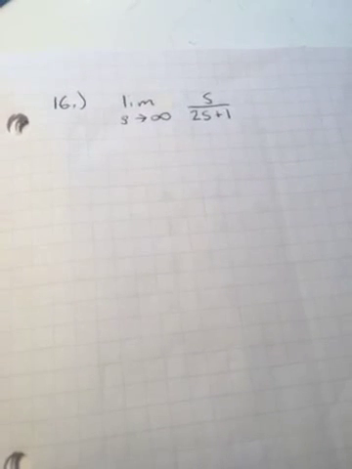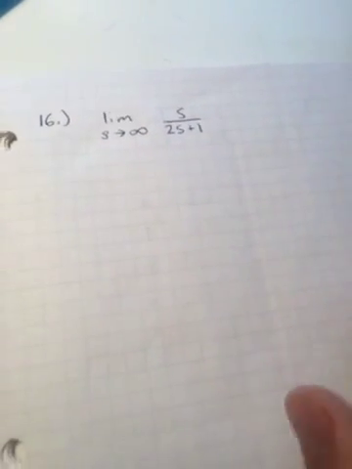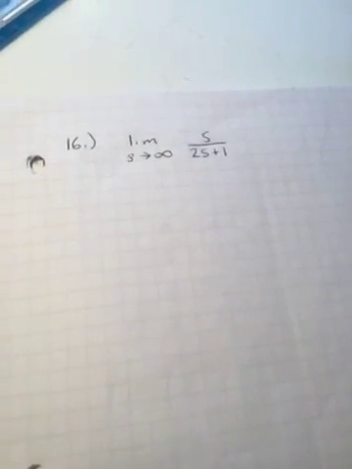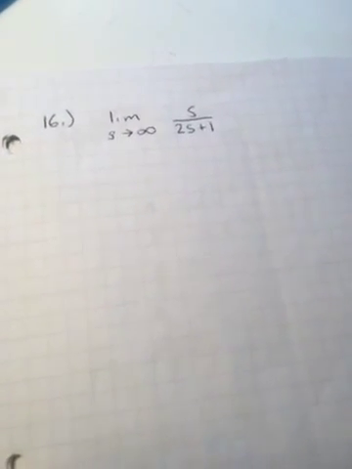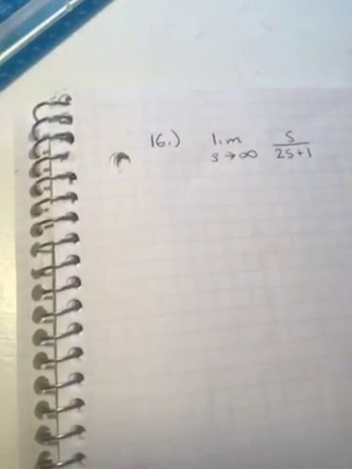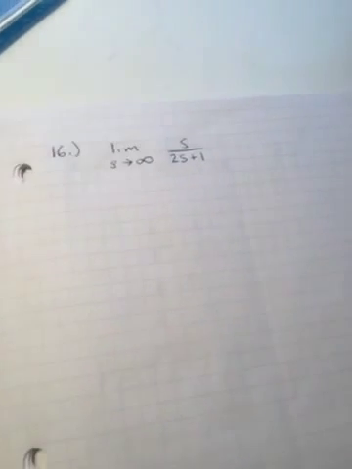Okay, so we have the limit of s over 2s plus 1 as s approaches infinity. So I'm going to show you the proof behind it, how you get to it, and then the easy trick that lets you kind of bypass all this. But first off, what we're going to do is something you should have learned in trig.